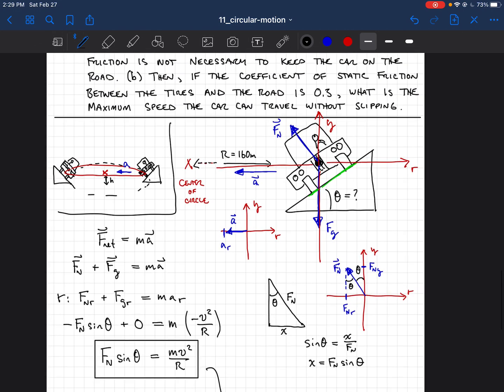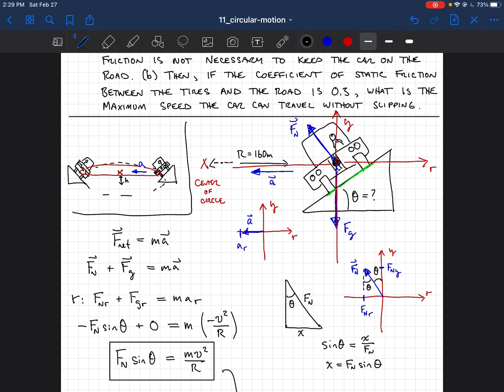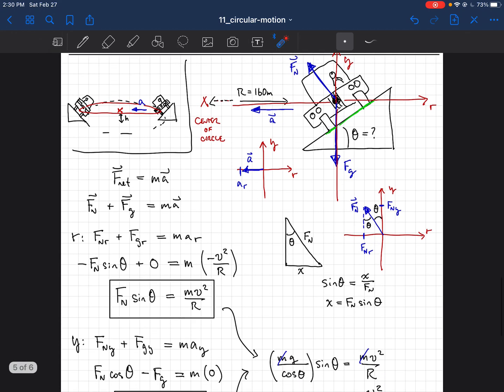Now the second question that was asked is, okay, now that we have an angle set at 22 degrees, what if there is some friction on the road? So if we have a coefficient of static friction, which is 0.3, then 55 miles per hour is not the fastest you can go. You should be able to go faster than that. So what's the maximum speed you can go on that banked curve as long as there is friction? So let's check that out.